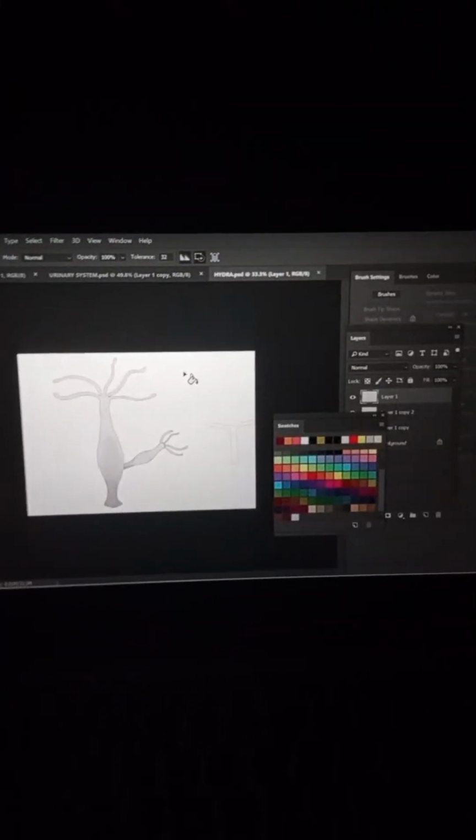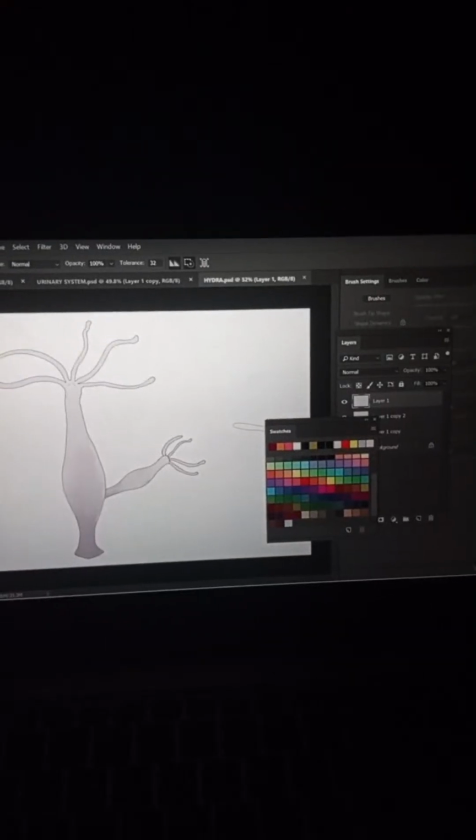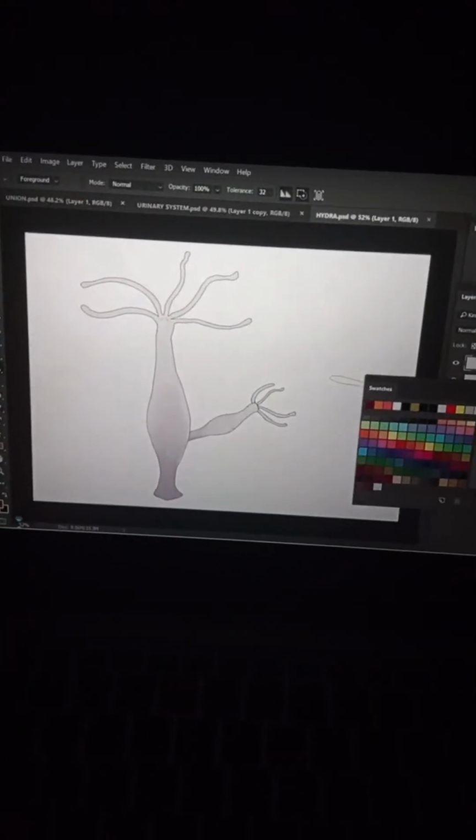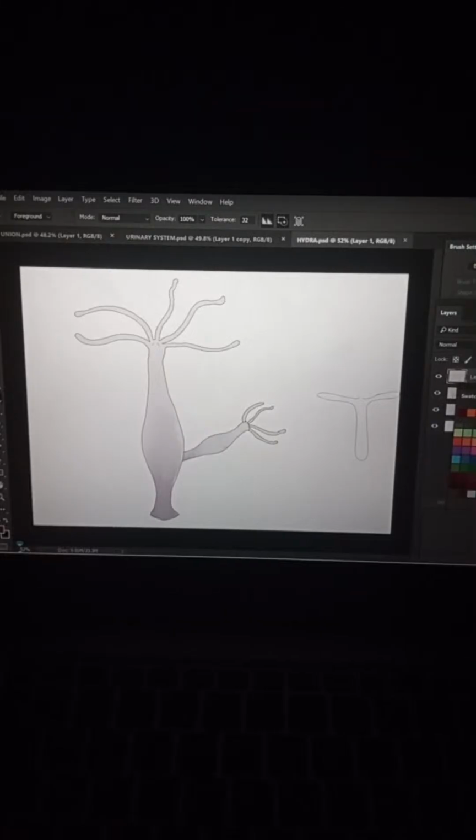It's just an Adobe Photoshop file. This is showing an organism, which is Hydra. We prepare this lesson by drawing all the necessary pictures ourselves, so that you will have pictures drawn by us. Let us call them our own pictures.